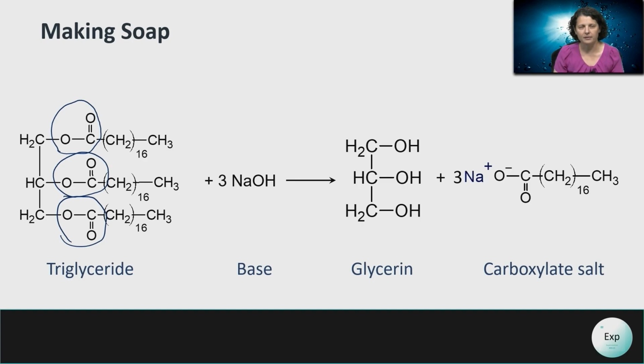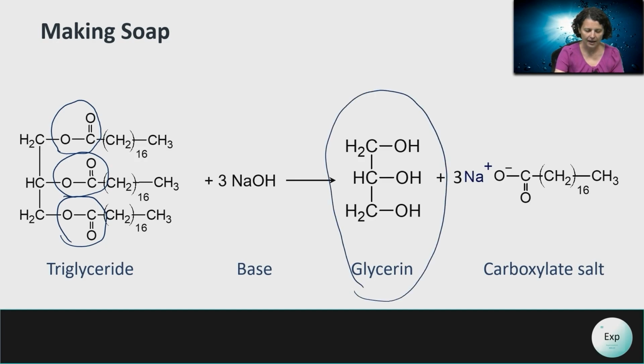When an animal fat, a triglyceride, reacts with a base, and this can be sodium hydroxide if you are making a solid soap, or potassium hydroxide if you're making a liquid soap, then the product of that reaction, which we call saponification, is going to be glycerin. And this glycerin comes from the left side of our triglyceride, the three-membered hydrocarbon chain with three OH groups. So that's one of our products.